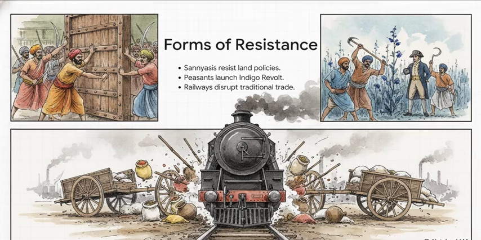Later, desperate peasants launched the Indigo Revolt, violently rising up against European planters who forced them into debt slavery to grow indigo dye instead of food. And a quick side note on British railways. While we often hear them praised as a blessing of modern infrastructure, they were actually designed primarily to extract raw materials from the interior to the ports, which completely disrupted and destroyed traditional local trade routes.